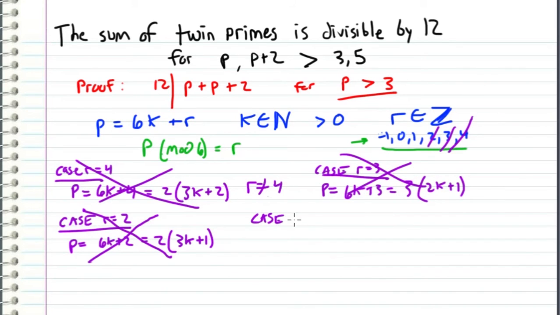So how about the case where r is equal to 1? So we can write it as p is equal to 6k plus 1. And right here I don't see any immediate contradiction. So I'm going to come back to this case right here.